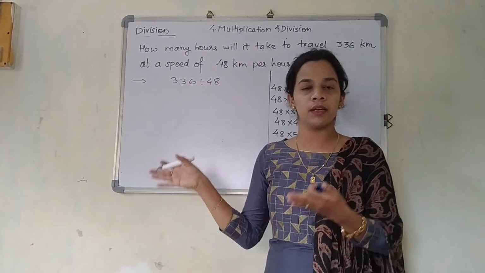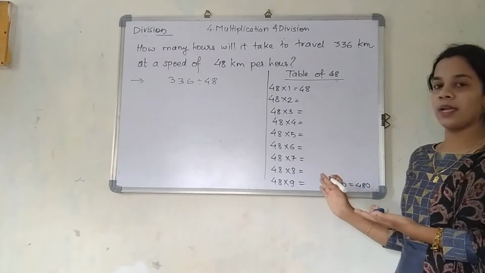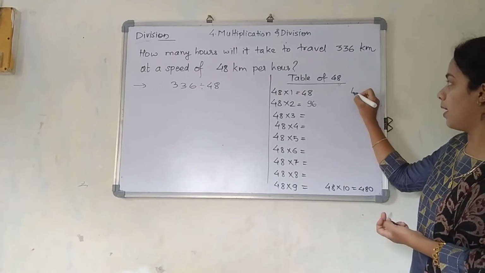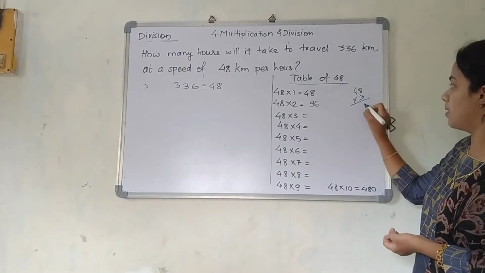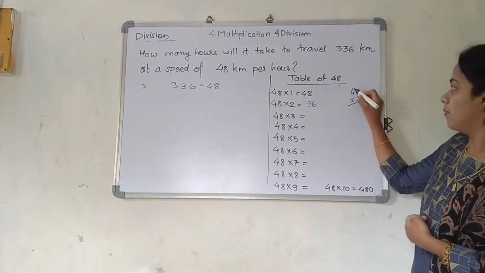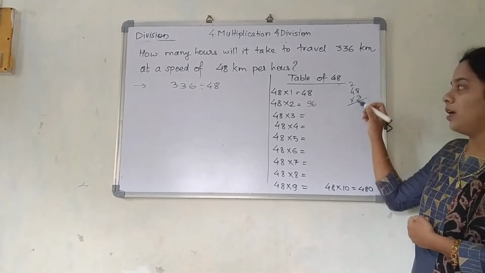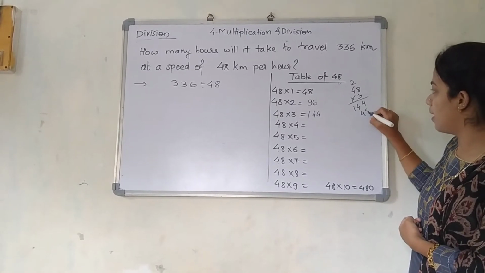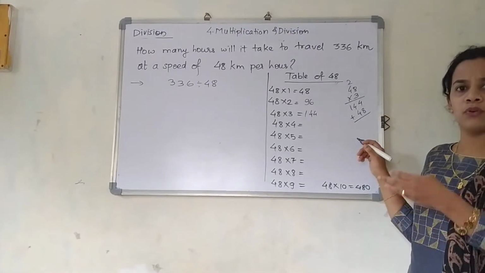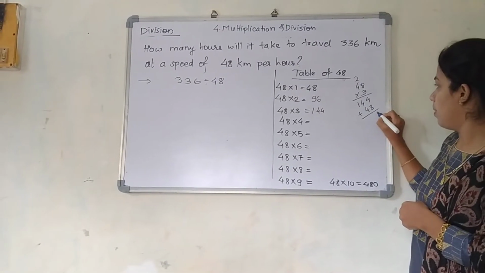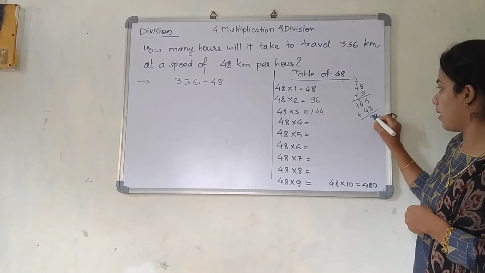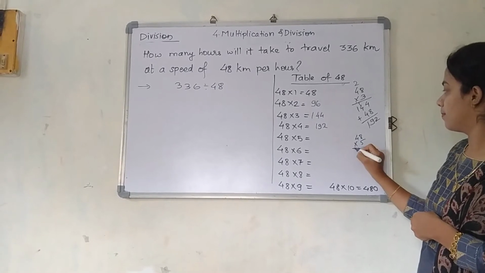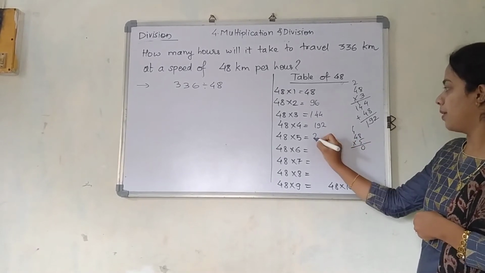So for now, again we require the table of 48. We will do again this method, that is 48 ones are 48. 48 twos will be 96. Now 48 threes are: 3 eights are 24, 3 fours are 12, 12 plus 2, 144. 48 fours, add 48 to this. You can add also or multiply with 4. This will be 192. Now 48 fives are 240.